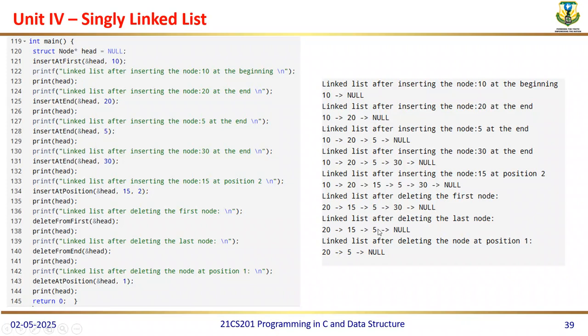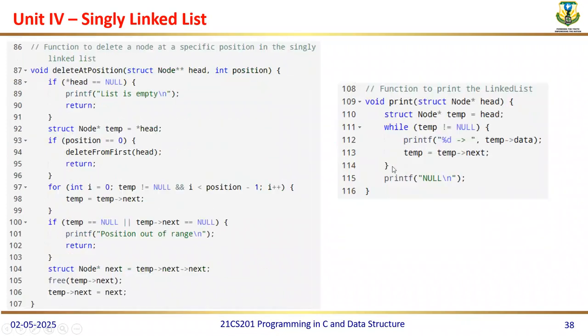Then after that I wanted to delete a particular node. For example, see here 20, 15, 5 are there, and I wanted to delete at a position, the node at position 2, which is 15. So 15 is also removed, and after execution we have 20 and 5. So 20 is the head, 5 is the last node. So this is the code and this is the output, and I have shown the code also.